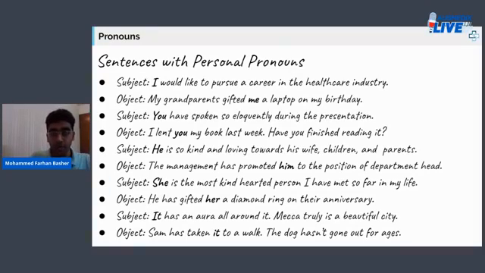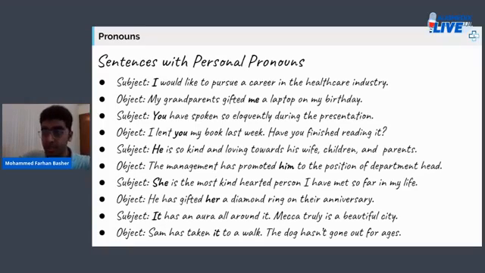So I lent you my book last week. Have you finished reading it? When I say this, I mean you received some action from me. What action was that? The action of receiving my book, right? So I lent you my book last week, and have you finished reading it? I'm asking you if you're done reading it, right?